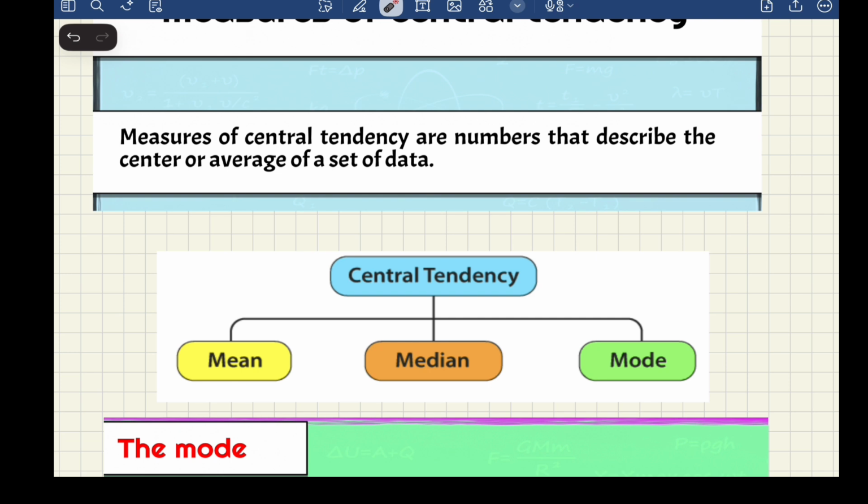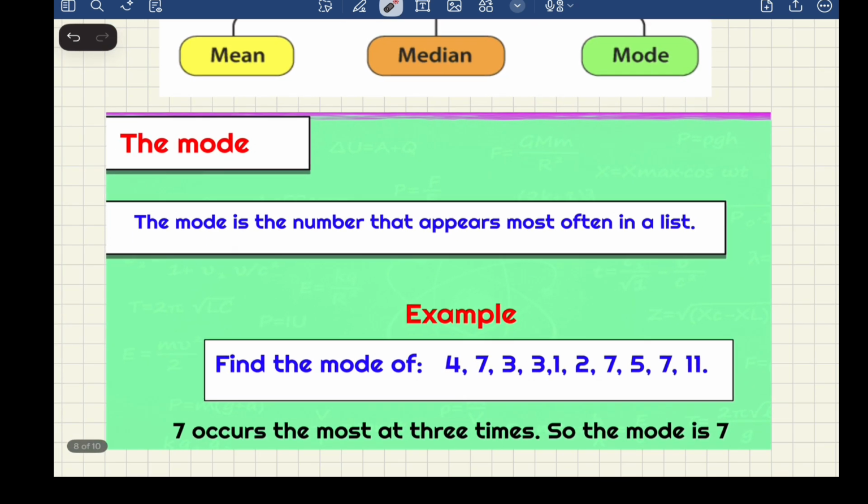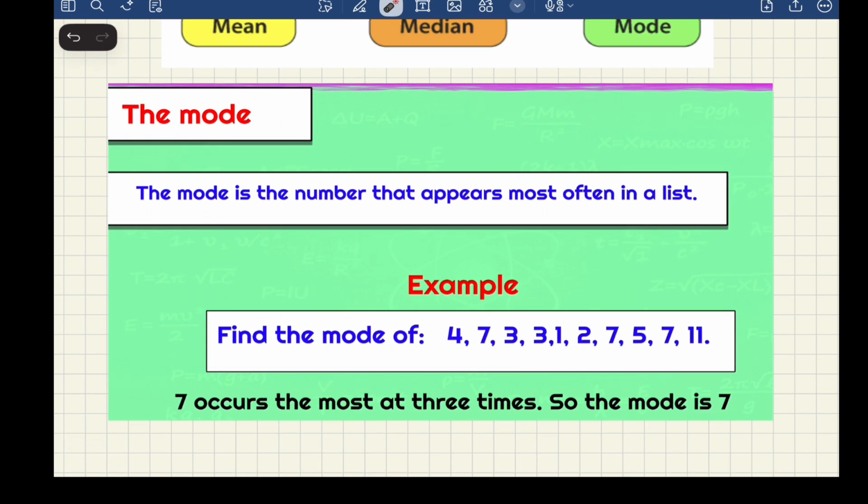In my opinion, the easiest one is the mode. What is the mode? The mode is the most repetitive item. The most repetitive opinion, the most repetitive number, the most repetitive color. It depends on the variable. For example, here we have find the mode, and then we have these numbers. This is something quantitative, because we have numbers 4, 7, 3, 3, 1. So we need to check what is the most repetitive number. In this case, easy peasy. We have the number 7 repeated 3 times.